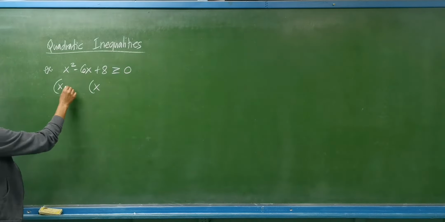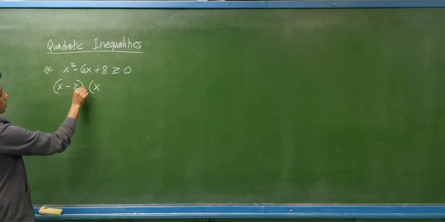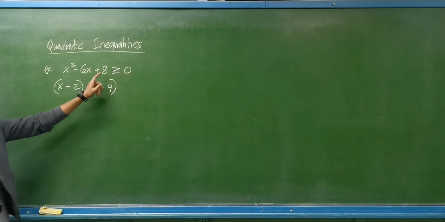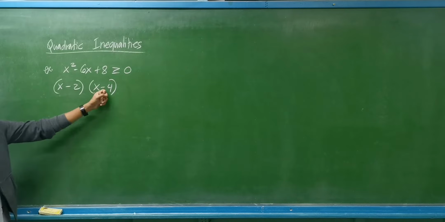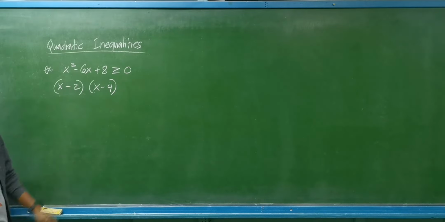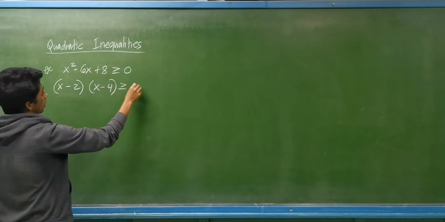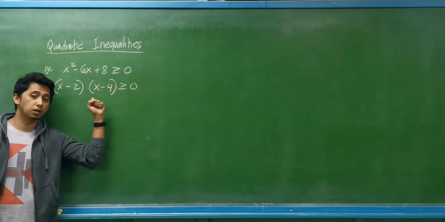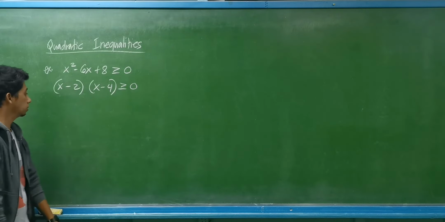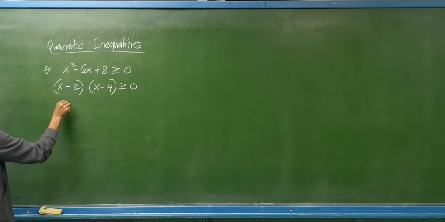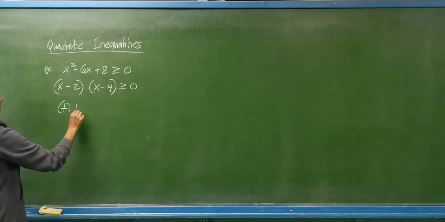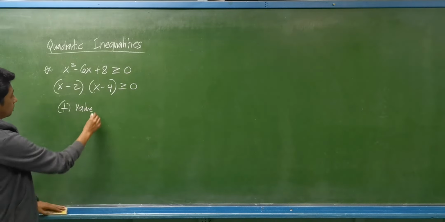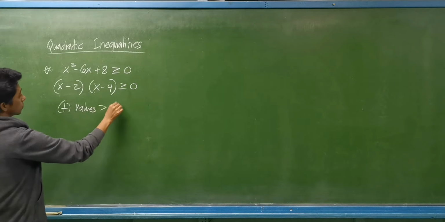Obviously both are negative, so this is negative 2 and negative 4. Negative 2 times negative 4 is positive 8. Negative 2 plus negative 4 is negative 6. It should be greater than or equal to 0. So take note, we are looking for values that are greater than or equal to 0, and positive values are greater than 0.